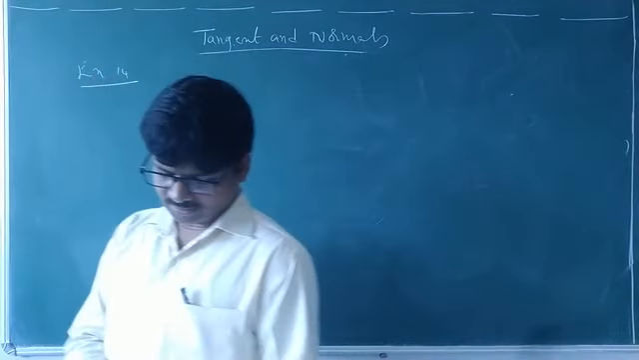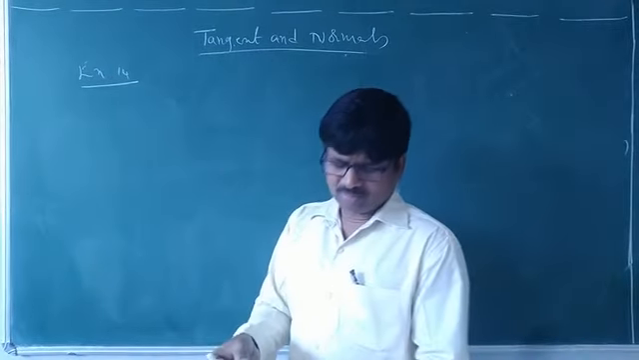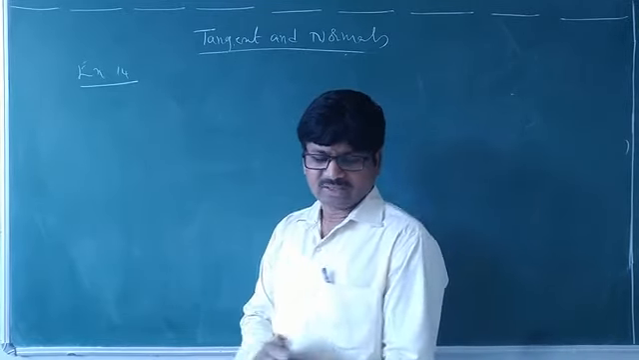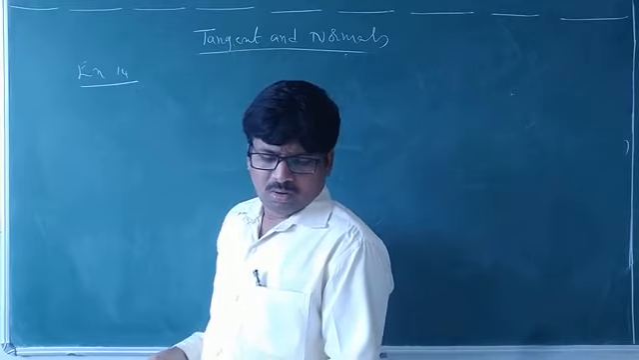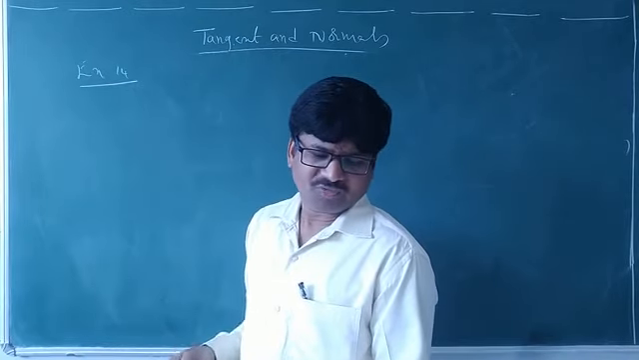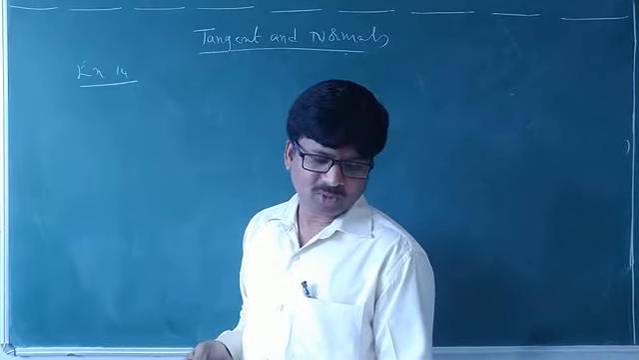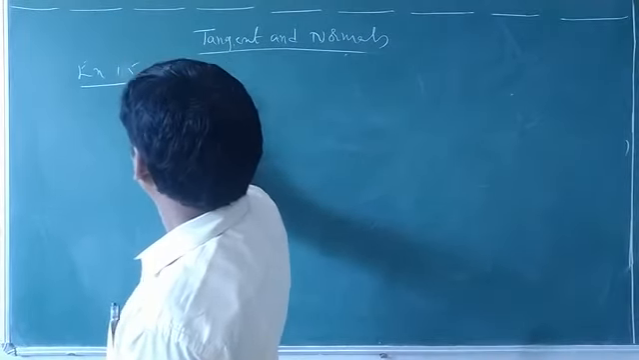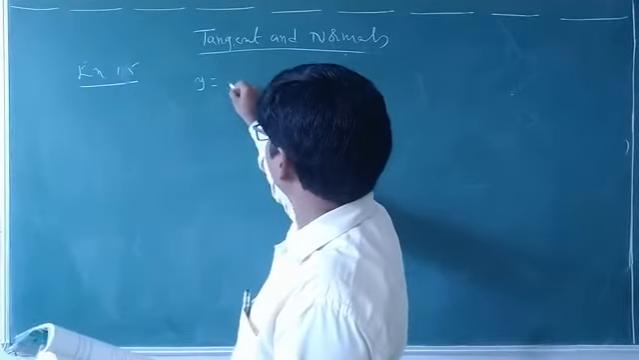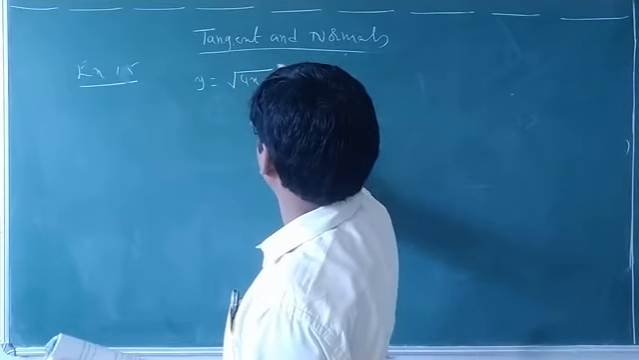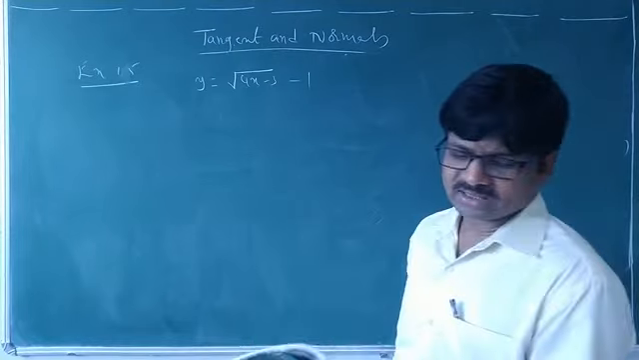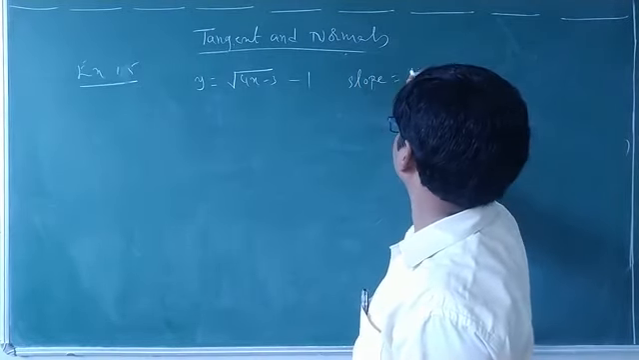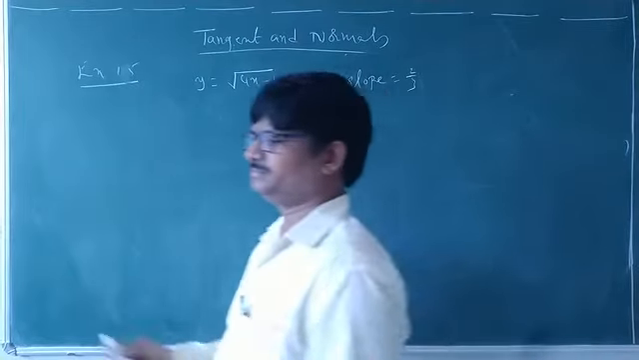Okay, just a moment. So it is about question number 14. Next, find the point. Find the point at which the tangent to the curve y is equal to root of 4x minus 3, minus 1, has its slope 2 by 3. The slope is given.